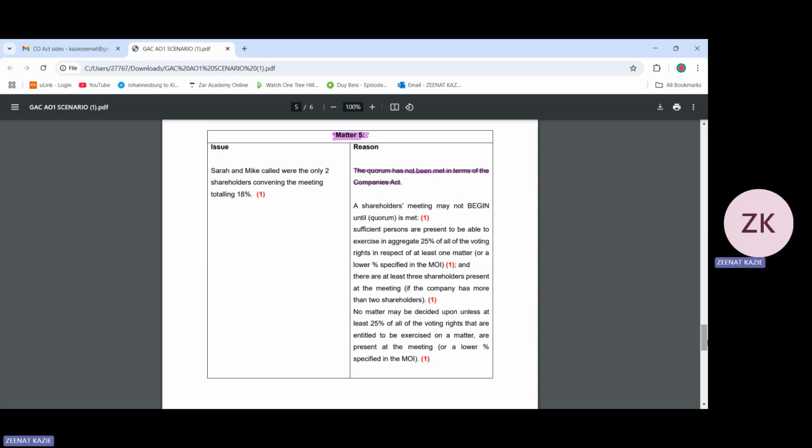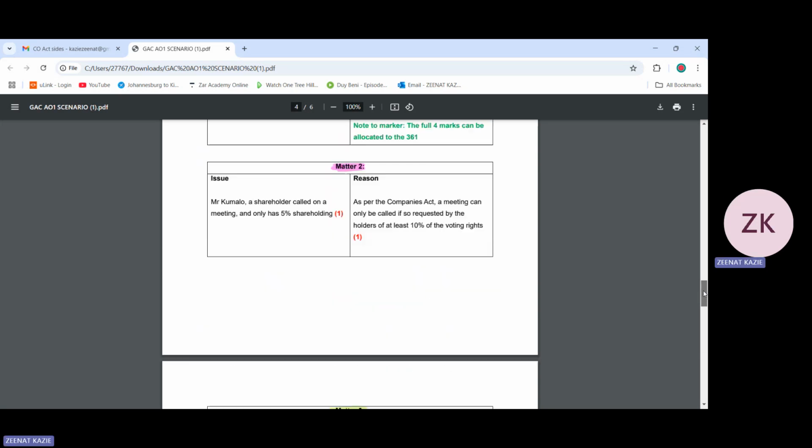You need to have 75% of voting rights in respect of one matter or lower if stated in the MOI. Always write that down. There must be at least 3 people present. There's only 2 people present in this case. No matter may be decided upon unless 25% of the voting rights are entitled. Here, only 18% of the voting rights are entitled, and nothing was stipulated or specified in the MOI.